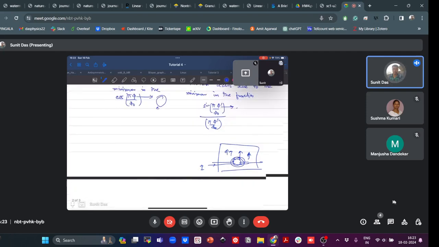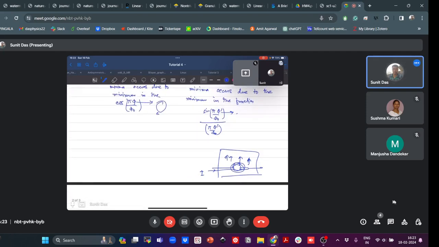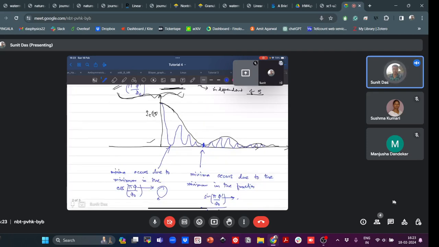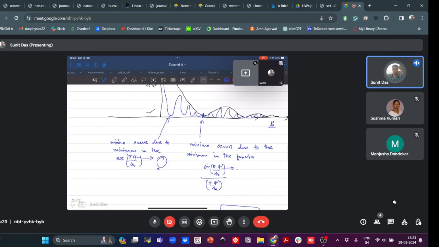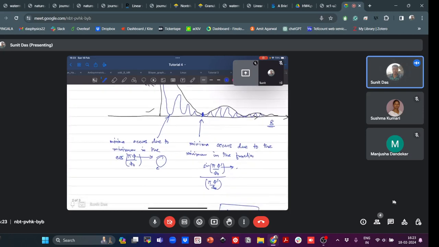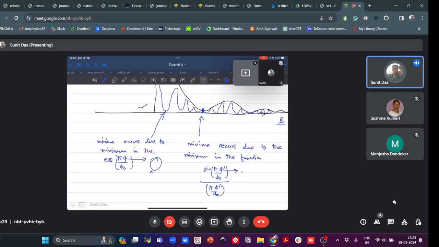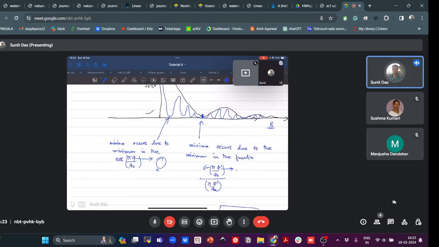Then if we measure that current as a function of this flux phi or B, we will see that this type of minima will occur whenever the flux through the Josephson junction is phi 0, here 2 phi 0, like this, here 3 phi 0, where phi 0 is h by e. H is Planck's constant, e is the electronic charge.